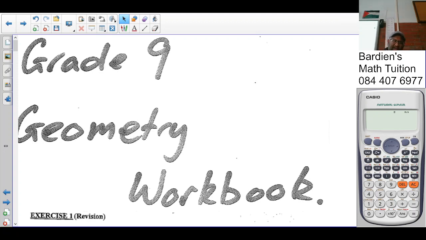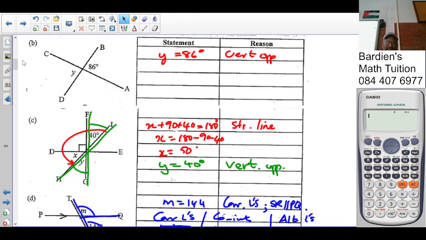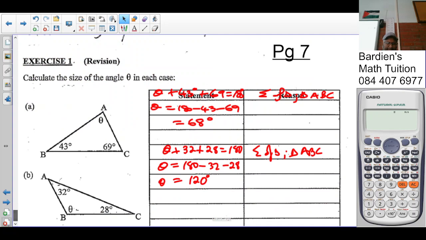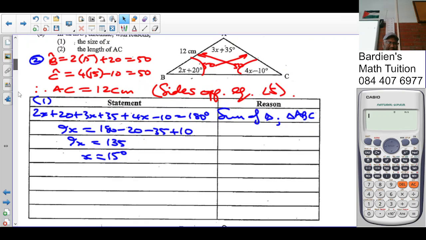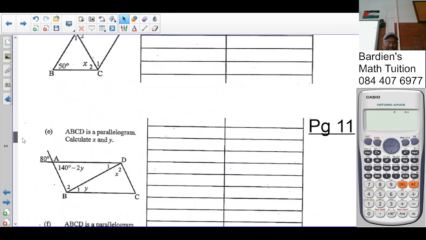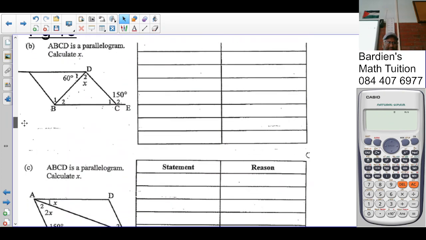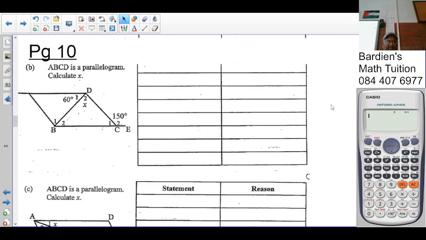So at this point in our lives, we were busy with geometry, the workbook. We were still tackling, I think we're busy with quadrilaterals, no? We're on page 10. So on page 10, we're going to need to move a bit faster through this because we are cutting into the next topic's time already.